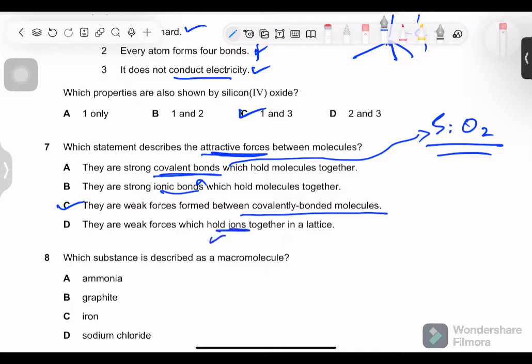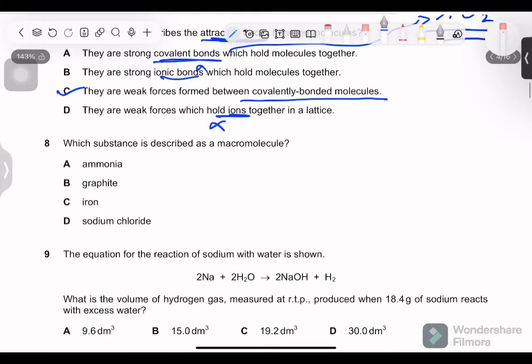And ionic, this is not present in ions. Ions have an electrostatic force of attraction, or ionic bonds basically. Which substance is described as a macromolecule? Graphite. We have three macromolecules, three giant molecular structures: silicon oxide, diamond, and graphite.